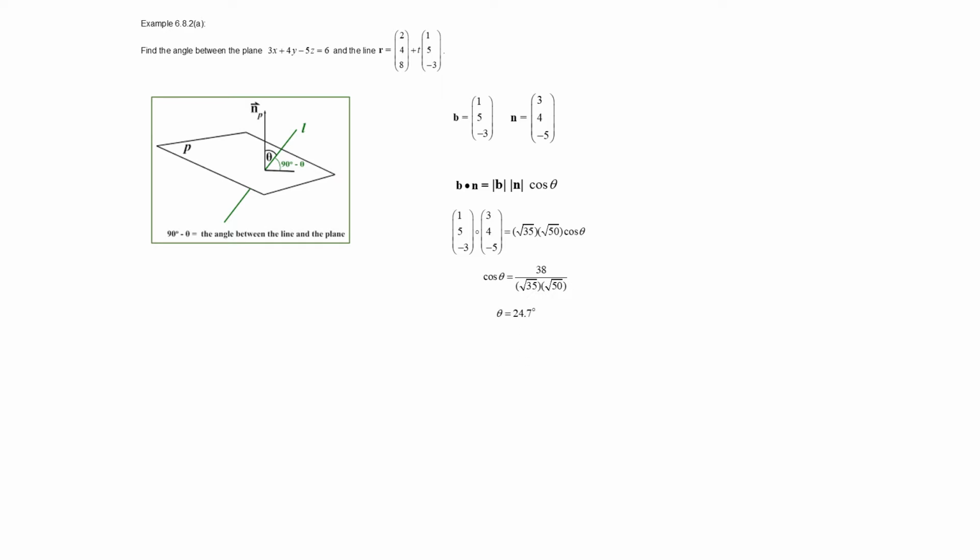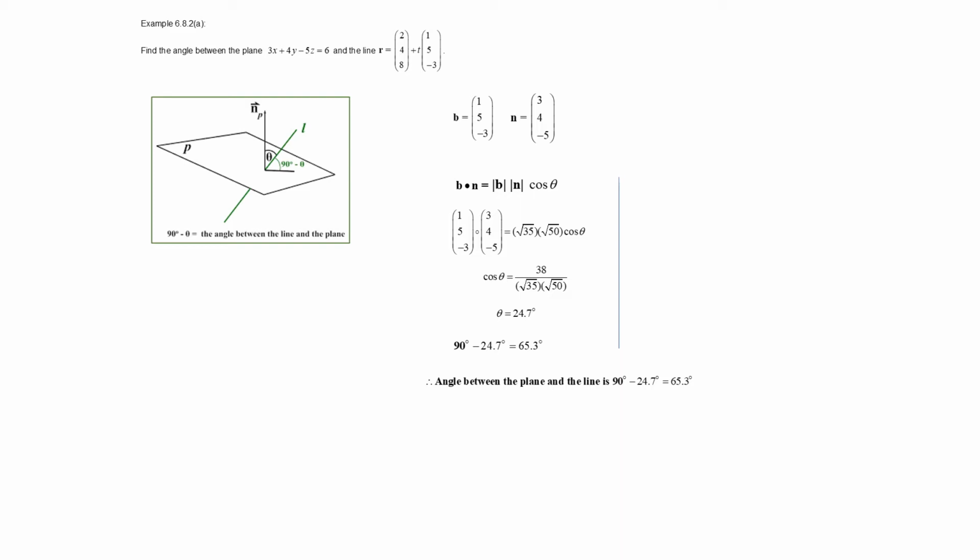So theta is 24.7. Remember, this theta is not the angle between the line and the plane. It is between vector B and vector N, which refer to the line and the normal. So the angle that you want is this part, equal to 90 minus theta. So the answer is 65.3.